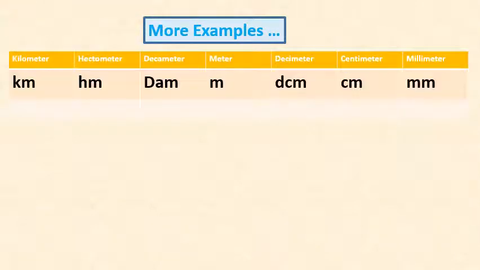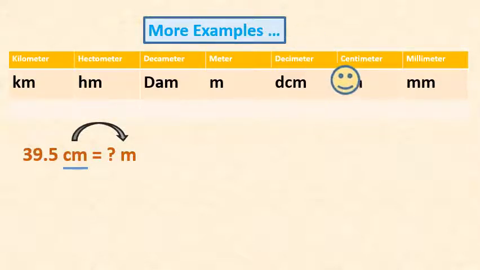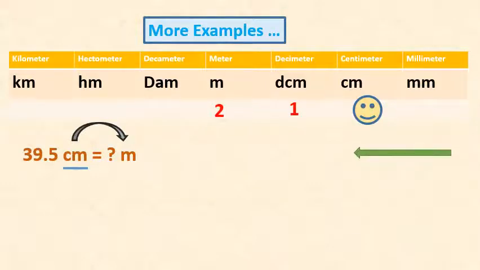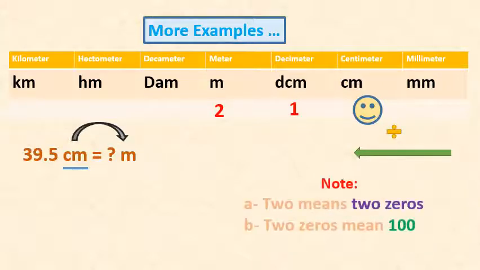This is the table, and this is the question. So we have 39.5 centimeters. We're going to meters. Where are we? In centimeters. Where are we going? To meters. So let's put a smiling face in the centimeters and start counting. 1, 2. So how are we moving in this table? We're moving backwards. It means what are we going to do? We're going to divide. Divide by what?